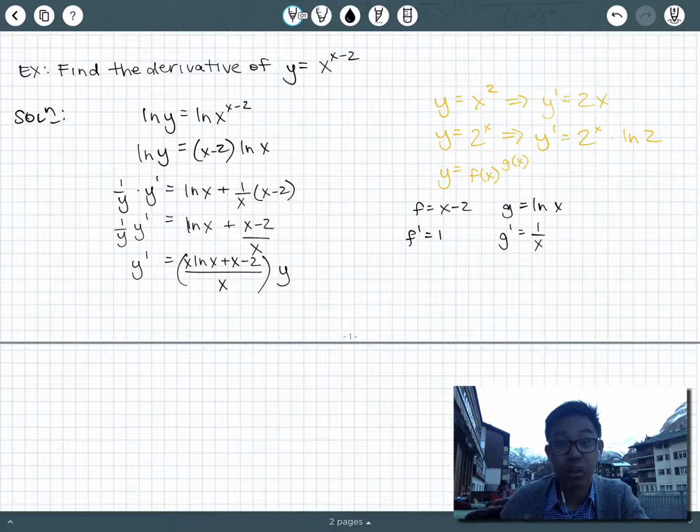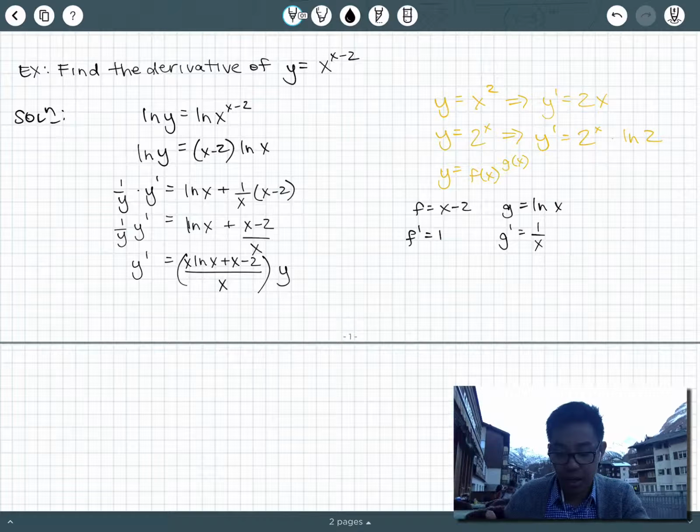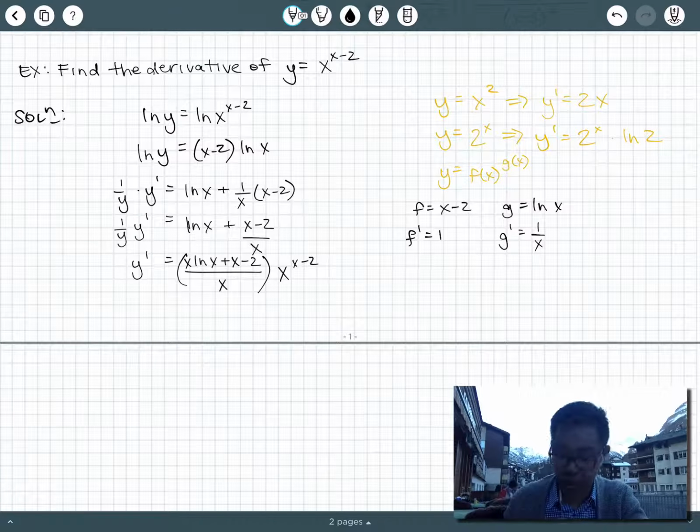But remember, we want to avoid an expression, if we can, that has x's and y's in it for the derivative. So let's get the original function into this place. We have, remember, the original function is x to the x minus 2, right? We're pretty much done, but you can clean this up actually really nicely.